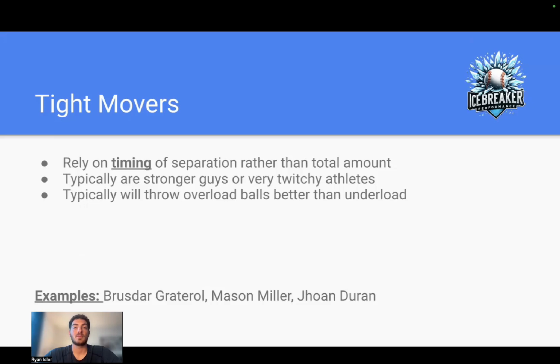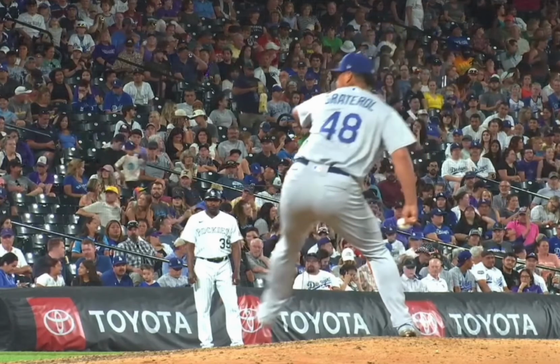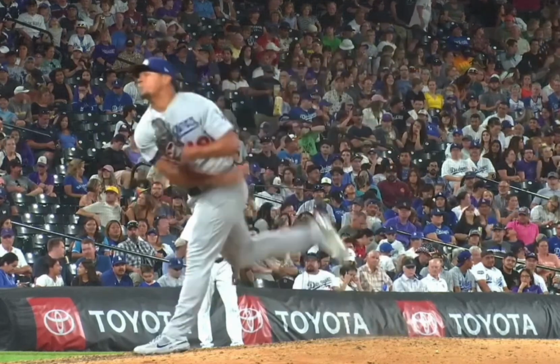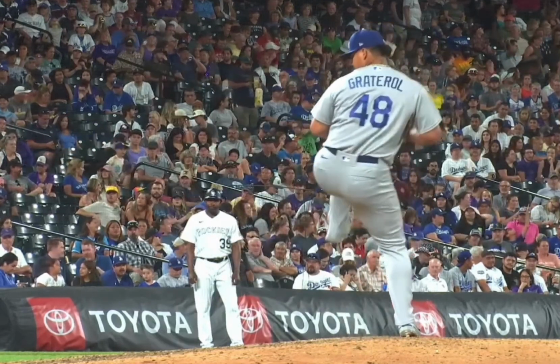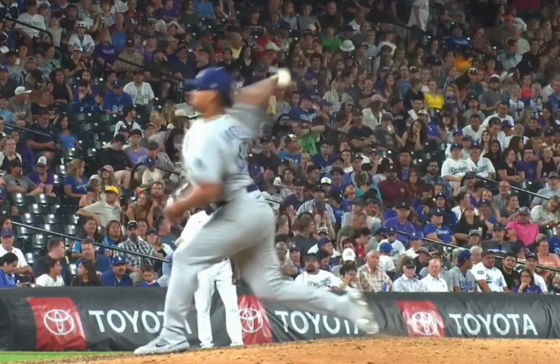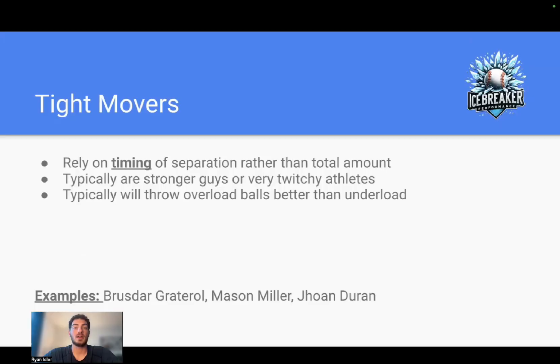So Brusdar Graterol is another example. I used him. He's a rotational guy and he's a tight mover. So if you look at him, he's not going to get into crazy positions on the mound, but he's really strong. He sequences well, and that timing allows him to sit 99, 100 miles an hour.